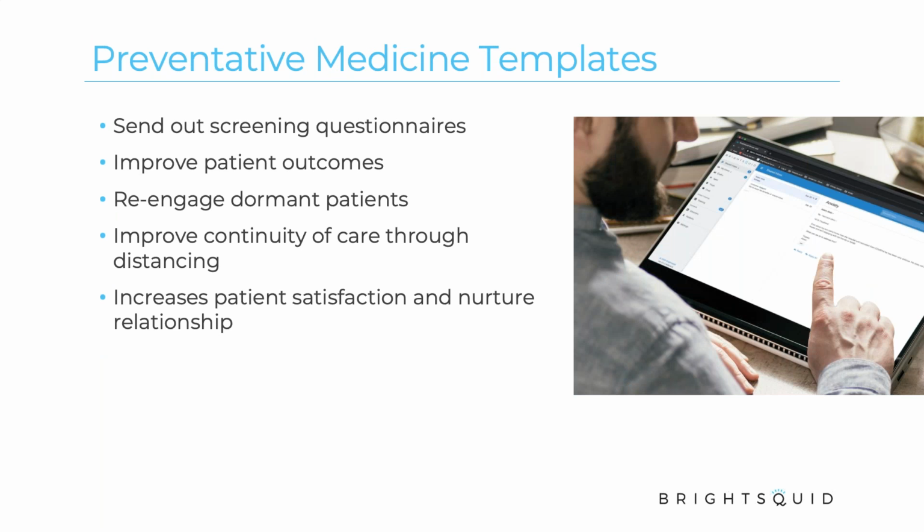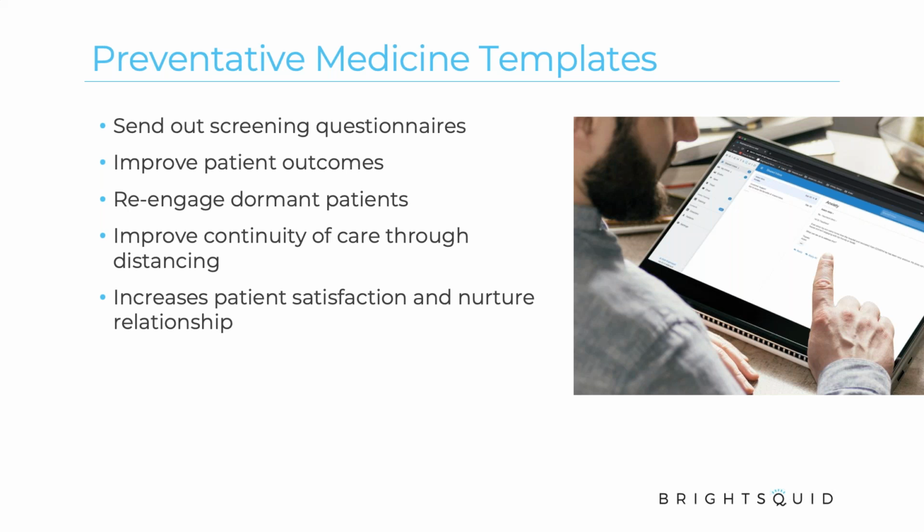Preventative medicine templates. So send out screening questionnaires. If you've got a population that you want to reach out to, or some conditions that are near and dear to a physician in terms of their expertise or what they want to focus on, or some of their goals or your clinic goals, or what's prevalent in your community. You can reach out, send screening questionnaires, get people re-engaged. They might not realize what they're feeling is an issue. So this really helps get things addressed promptly, or at all, that might slip through the cracks otherwise. That does improve patient outcomes.